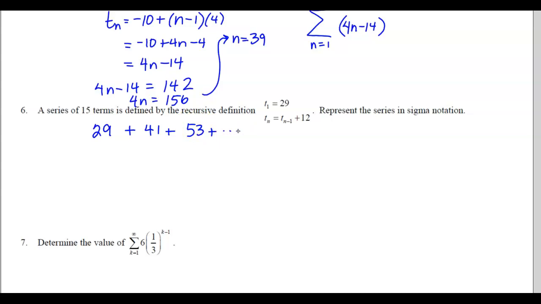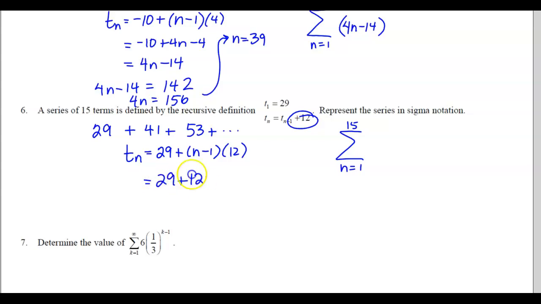Okay, we're going to go up to the 15th term. So if we're starting at n equals 1, we're going to go to 15. Okay. Our general term: first term plus n minus 1, what's the common difference? Well, you're adding 12, right? You can tell that. So simplify, we always want the simplified form. And so that's 29 plus 12n minus 12. 12n plus 17.